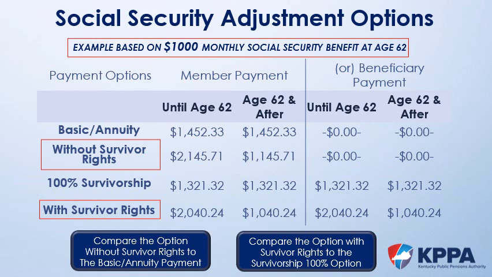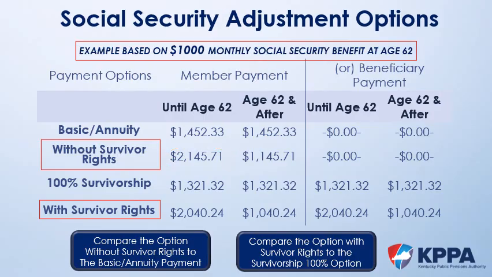Had the member chosen the basic or annuity option, the member would draw $1,452.33 per month. If the member chooses to take the Social Security adjustment option without survivor rights, he or she will draw a higher monthly benefit from KPPA in the amount of $2,145.71. The member will draw this higher monthly benefit amount up until their 62nd birthday. The month following the member's 62nd birthday, his or her benefits will be reduced to $1,145.71 for the remainder of their lifetime.